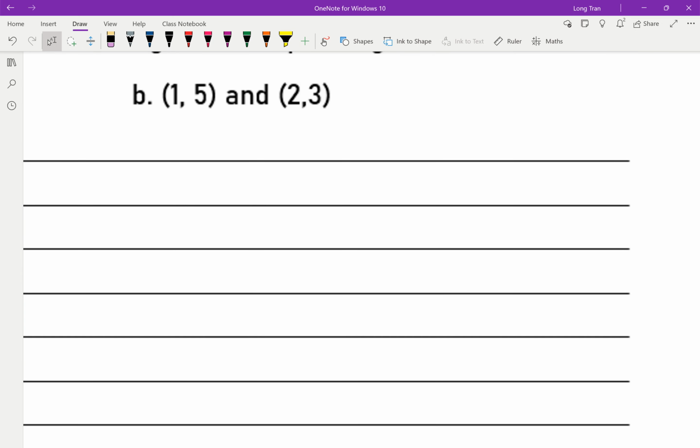So this is what you will get. You will get 2 points. There's no graph. Listening? There's no graph. There is only 2 points. Your job is to figure out what is the equation. What is the rule that connects 1, 5, and 2, 3?